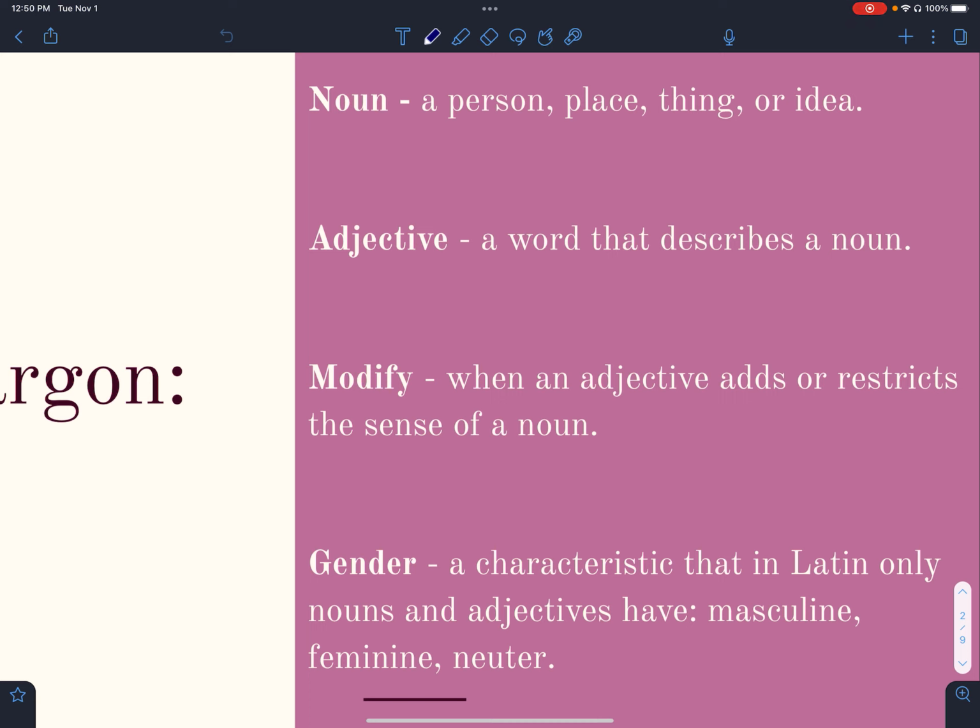And the last thing that we're going to talk about is gender. It's a characteristic that in Latin only applies to nouns and adjectives. There are 3 of them: masculine, feminine, and neuter. Any questions so far?